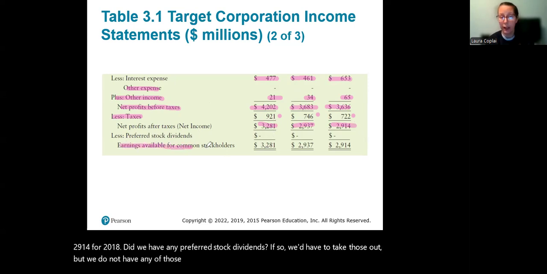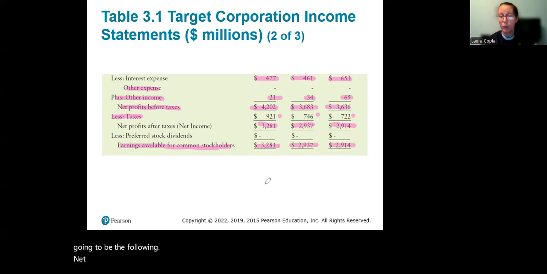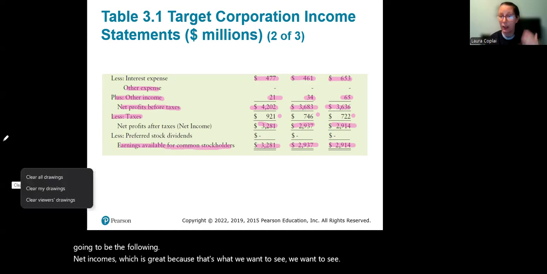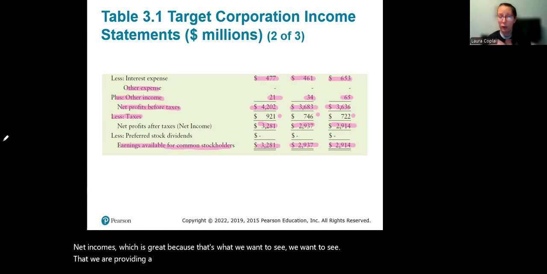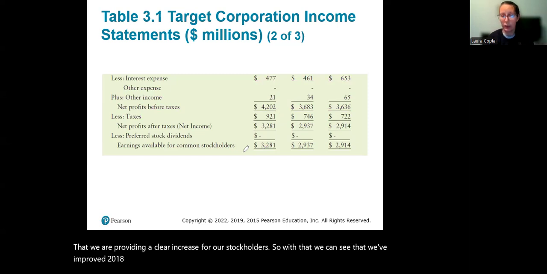So our earnings available for our common stockholders are going to be the following net incomes, which is great because that's what we want to see. We want to see that we are providing a clear increase for our stockholders. With that, we can see that we've improved across 2018, 2019, and 2020.